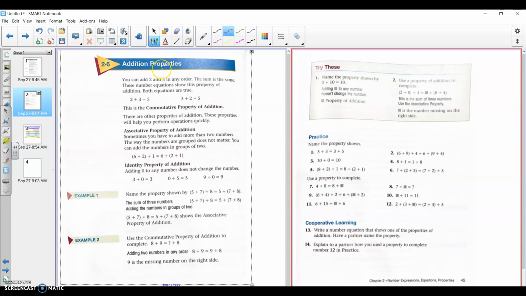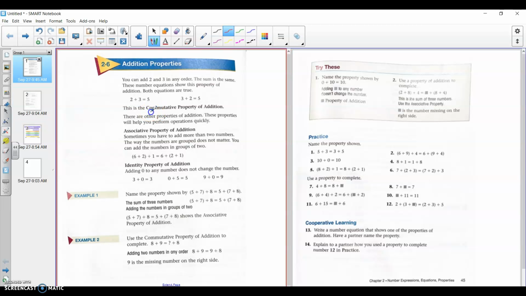Chapter 2, Section 6. This is addition properties. I'm just going to really quick name them off. Commutative property of addition. Then you're going to have the associative property of addition. And then you're going to have the identity property of addition.